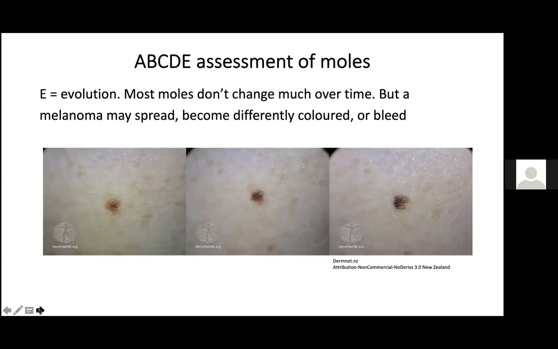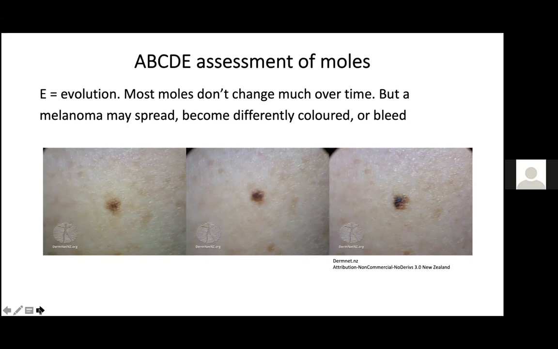So most moles don't change much over time. They might grow a little bit, but they don't change dramatically. They don't change in colour. They don't change their borders. Whereas a melanoma, that would spread. It can become different colours. It can start bleeding. We can see irregularities appearing.